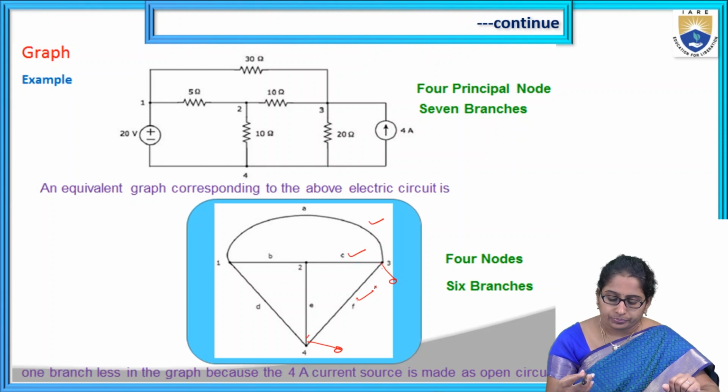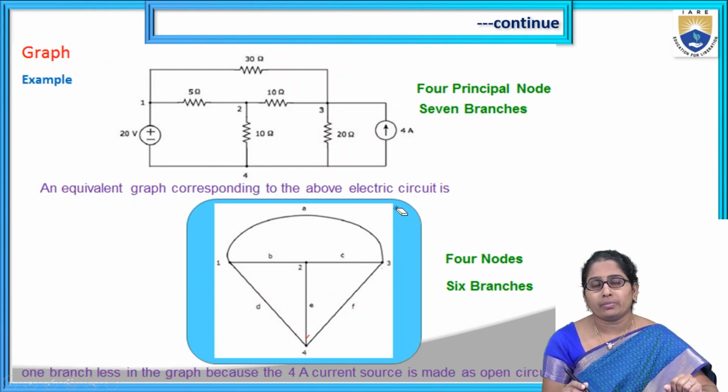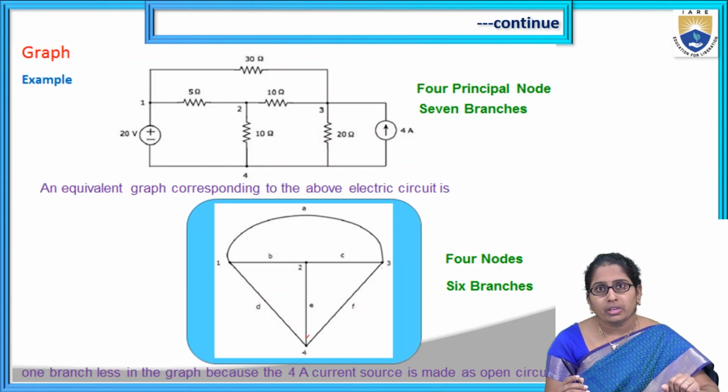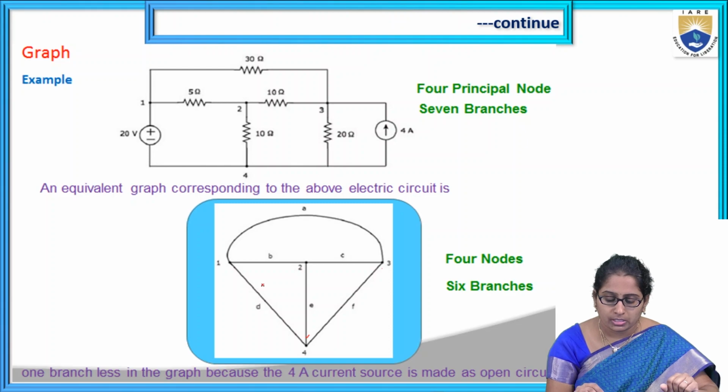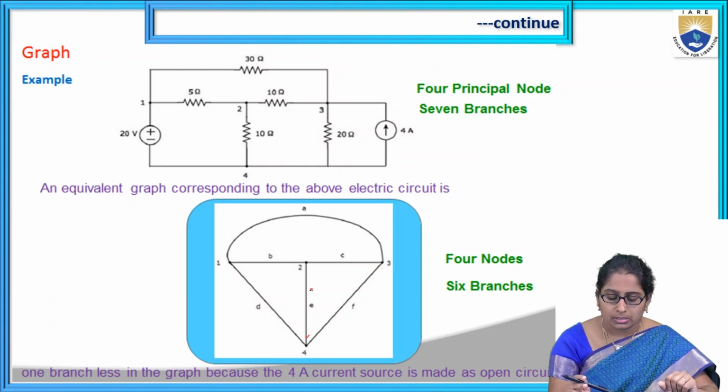So finally, that is how the graph is completed. Drawing the graph is completed for this given circuit. So how many branches? You can see there are 6 branches. I have taken the branches as A, B, C. Randomly we can take. I have started from up: branch A, branch B, branch C, branch D, branch E, branch F. There are 6 branches.